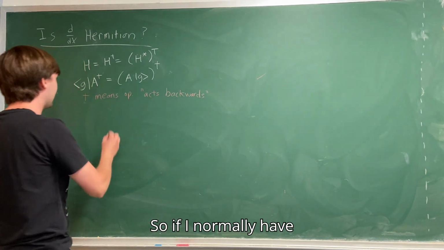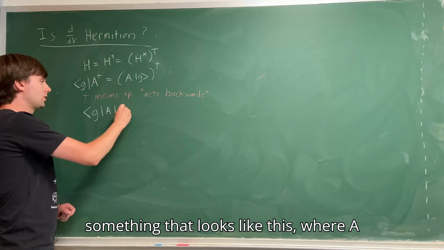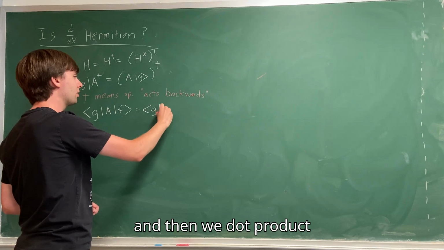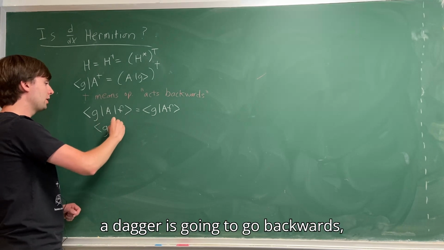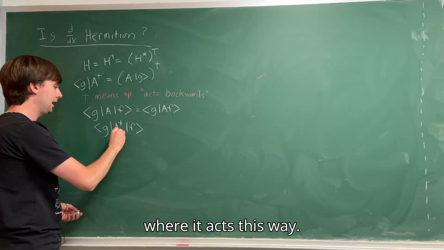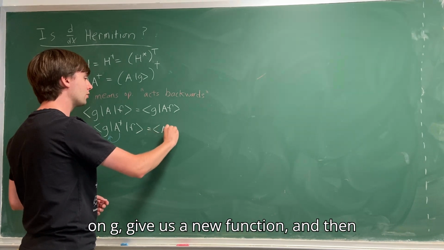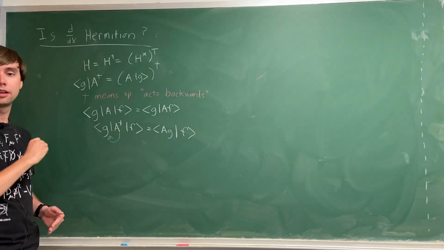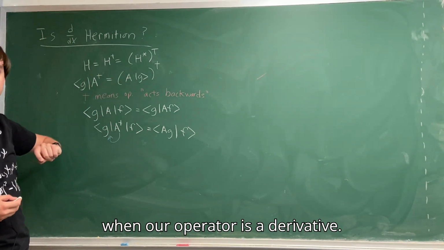So if I normally have something that looks like this, where A is going to act on F, and then we dot product those resulting functions together, a dagger is going to go backwards, where it acts this way. And instead, A is going to act on G, give us a new function, and then that gets dotted together with F. So let's see how that works in practice when our operator is a derivative.